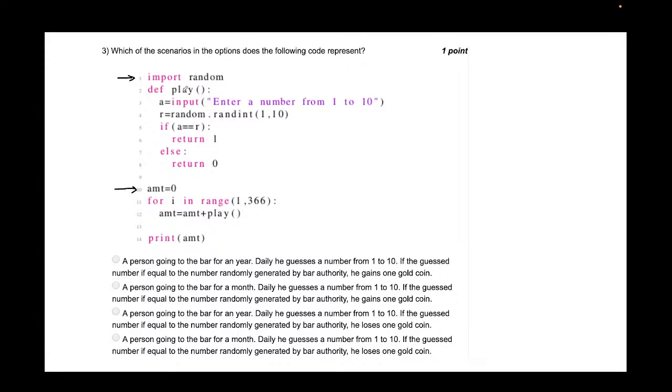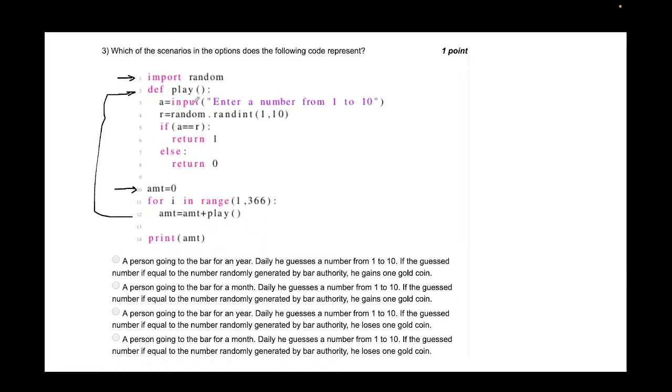Okay, so the play function is defined here. From line 12, control will go to line 2. We are going to the definition of play and we'll see what it returns. Once play is called, it will ask us to input a number between 1 and 10. That is stored in A, and a random number between 1 and 10 is generated by the computer itself, and that is stored in R.